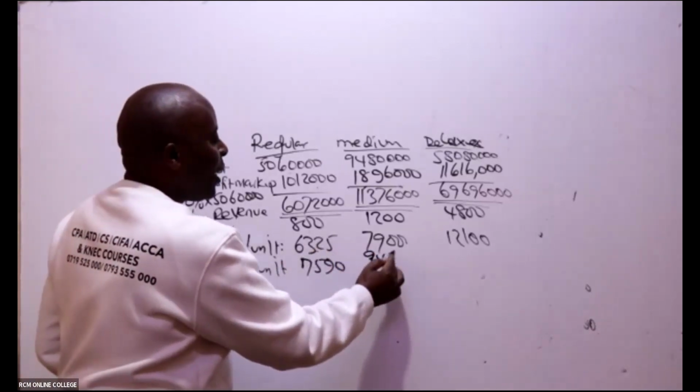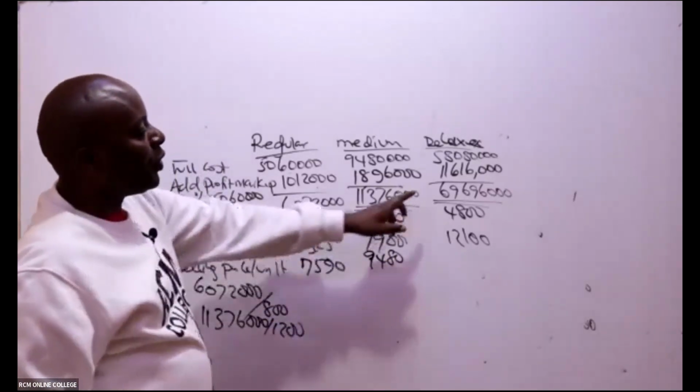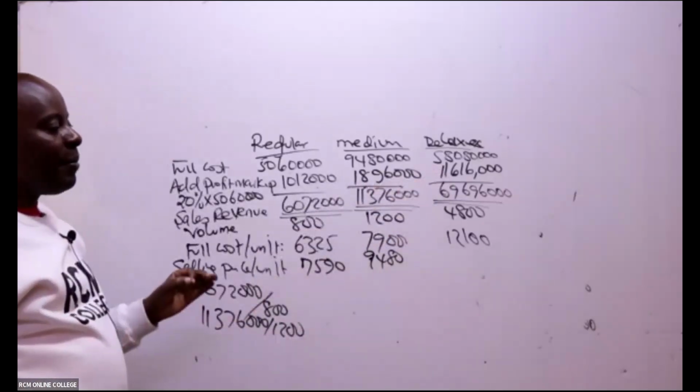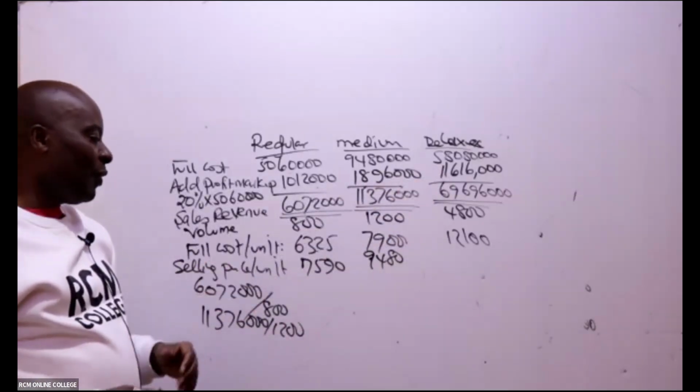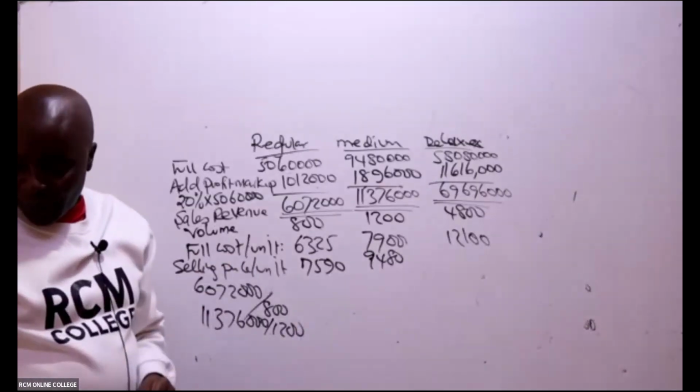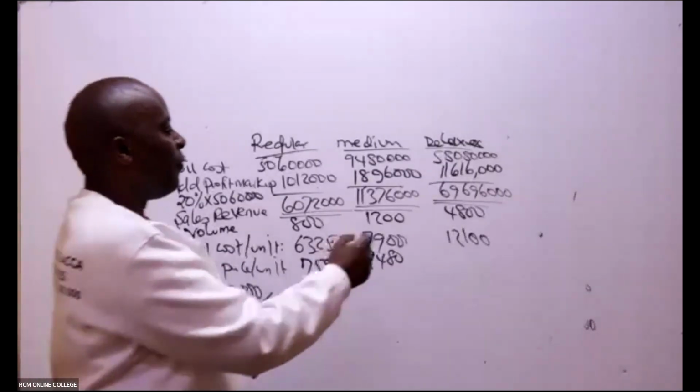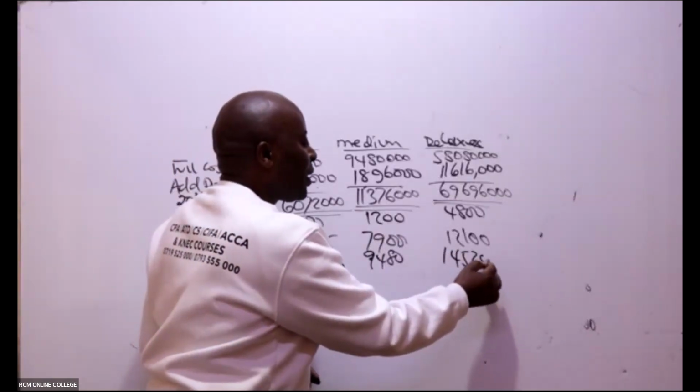And then lastly, we have deluxe, whose sales revenue is 696,000 divided by 4,800. Then we'll be able to give us the correct answer, which is 14,520. So are we able to get these figures very well?